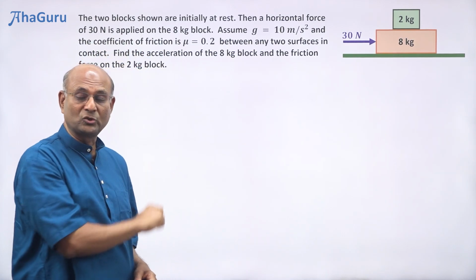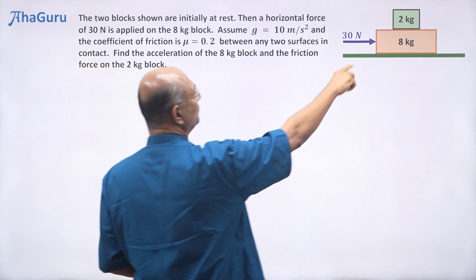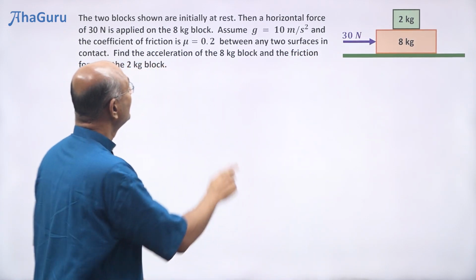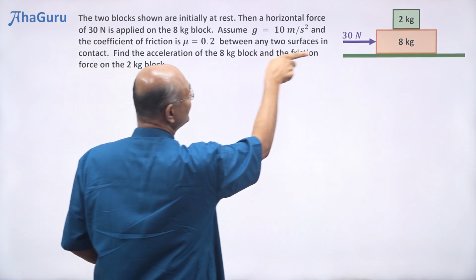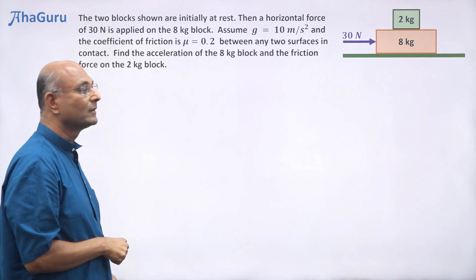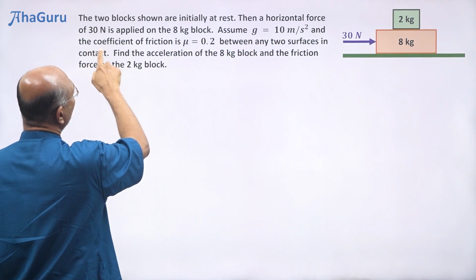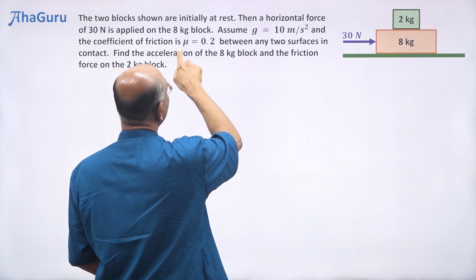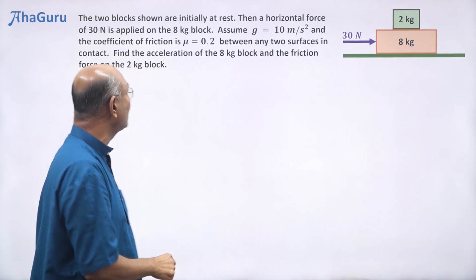The two blocks shown are initially at rest. So here you have these two blocks that are initially at rest. Then a horizontal force of 30 newtons is applied on the 8 kg block. Assume that g is 10 meters per second squared and the coefficient of friction is mu equal to 0.2 between any two surfaces in contact.